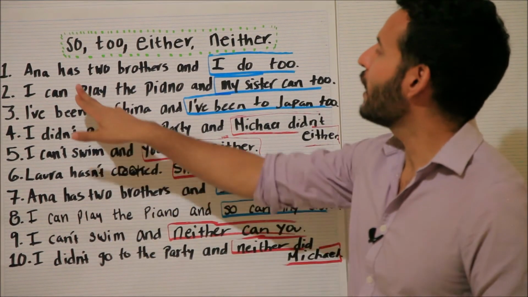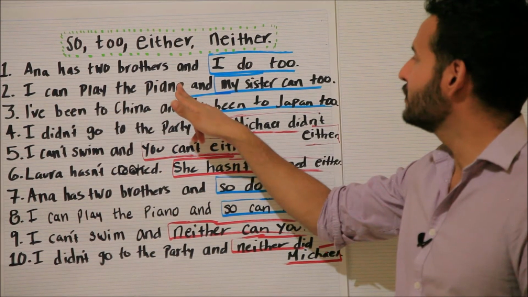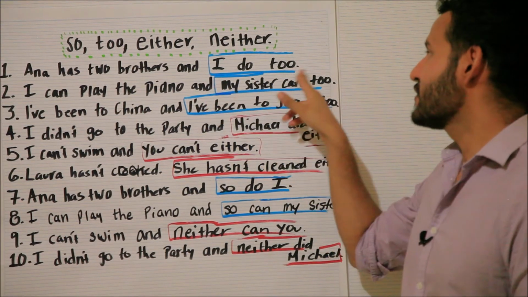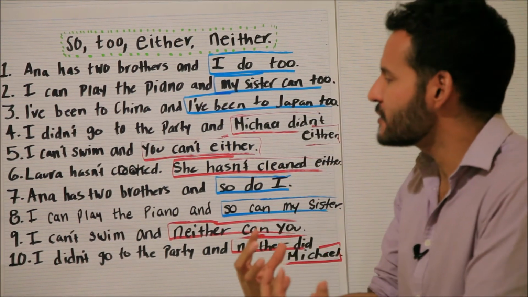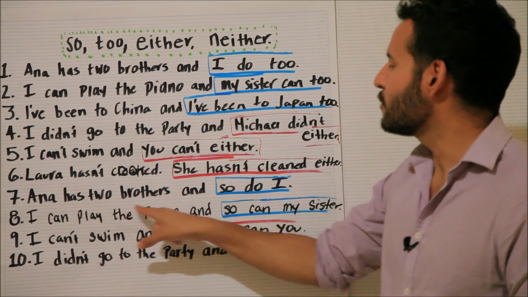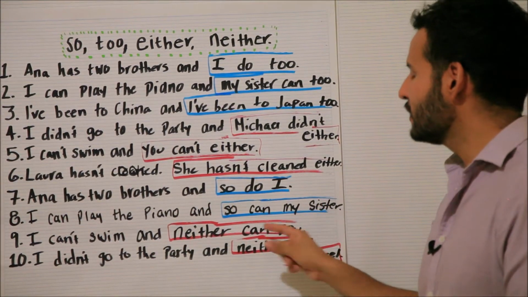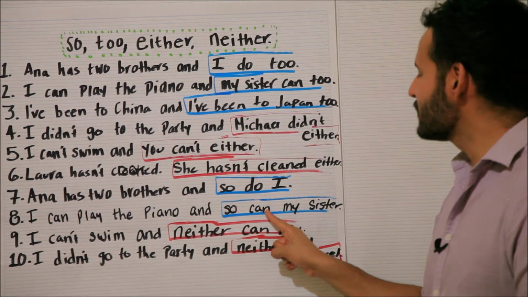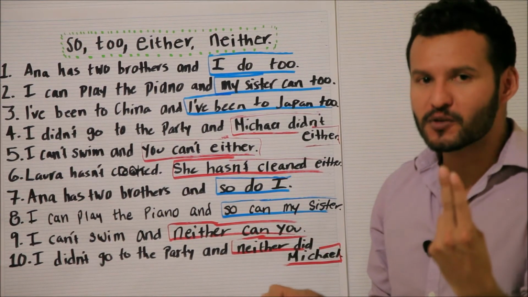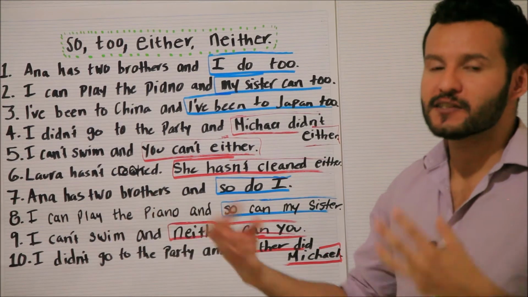Another example, I can play the piano and my sister can too. I can express the same idea using so. I can play the piano and so can my sister. So again, so, auxiliary, and the second subject in this particular case, my sister.